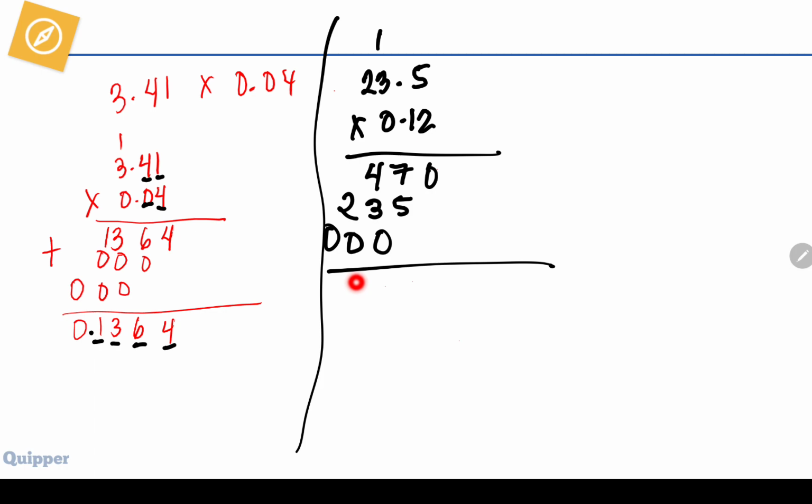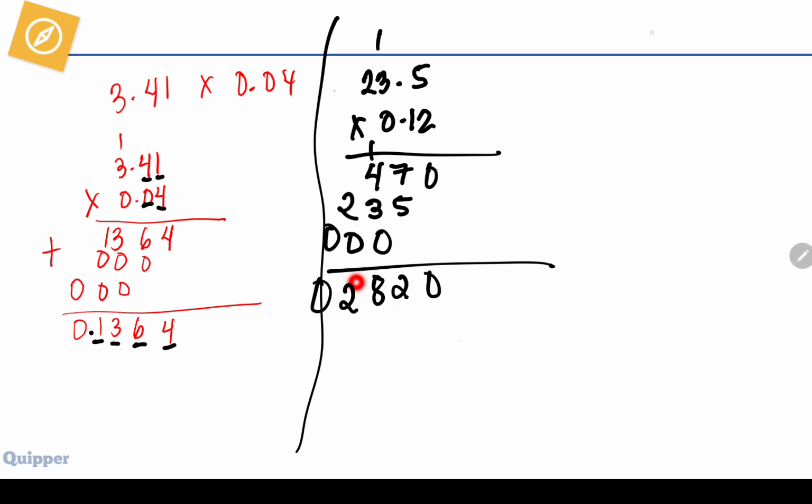Then get the sum. So you have your 0. 7 plus 5 is 12. 4 plus 3 is 7. Plus 1 is 8. And 2. So you have there 0, 2, 8, 2, and 0.